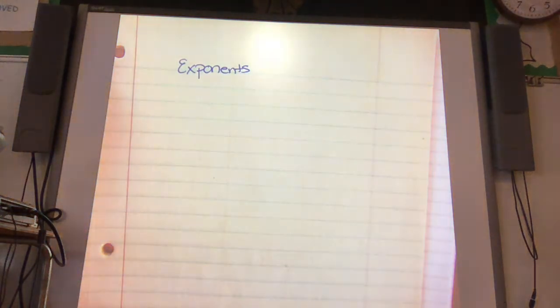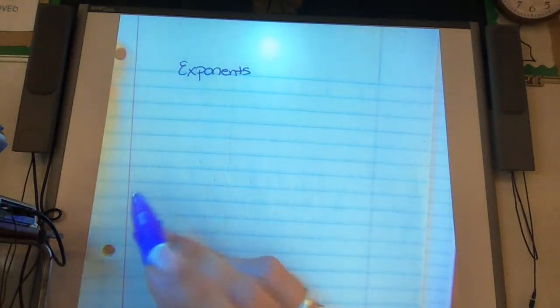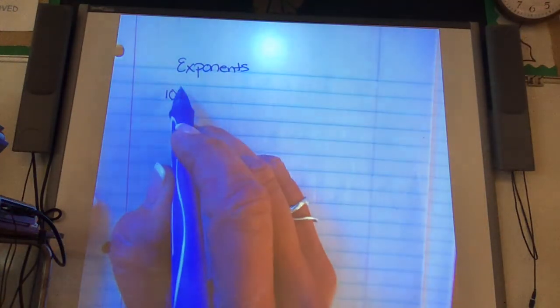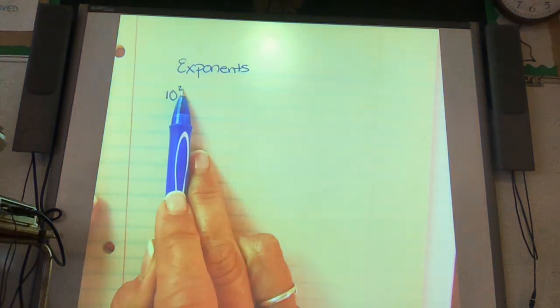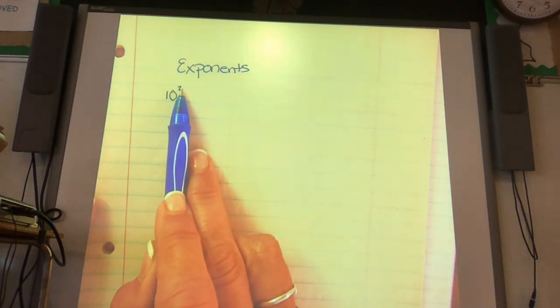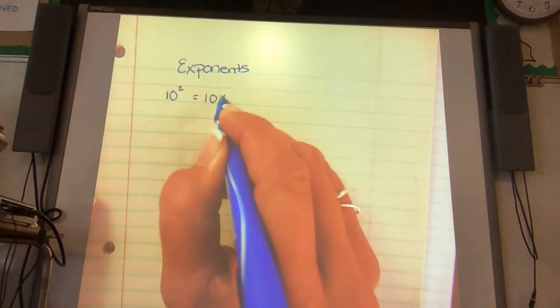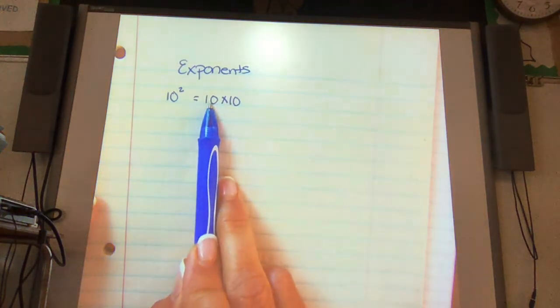Today, we talked about exponents, and we said that in fifth grade, we're only going to be dealing with the base 10. And so, what is an exponent? It's this little number that sits up here hanging out in the sky. That's the exponent. What does it mean? It means that's how many times the number multiplies itself, which would be like saying 10 times 10. So 10 to the second power is the same thing as saying 10 times 10.